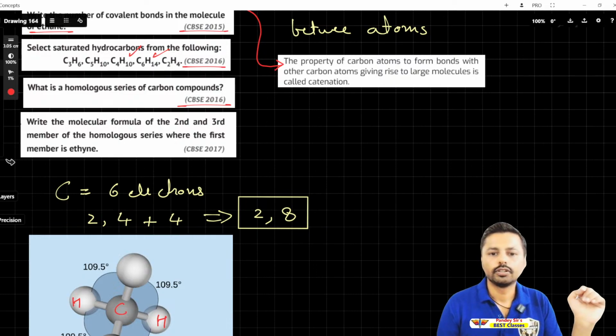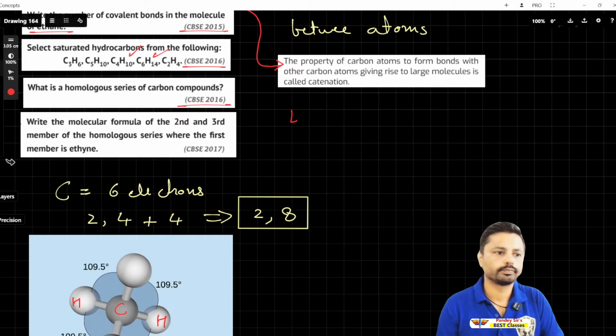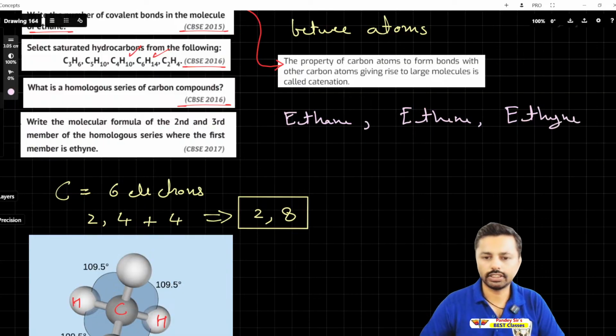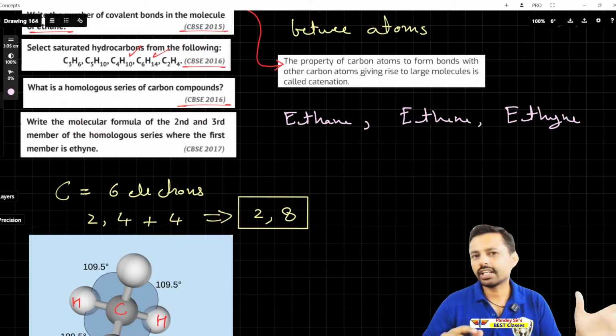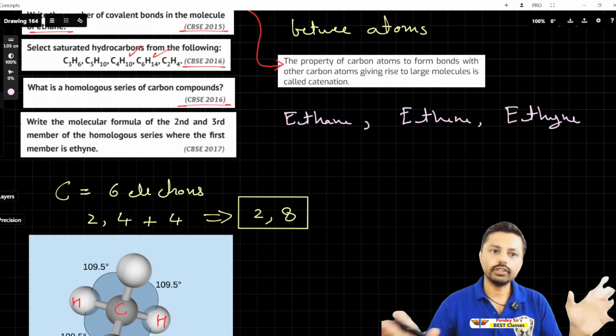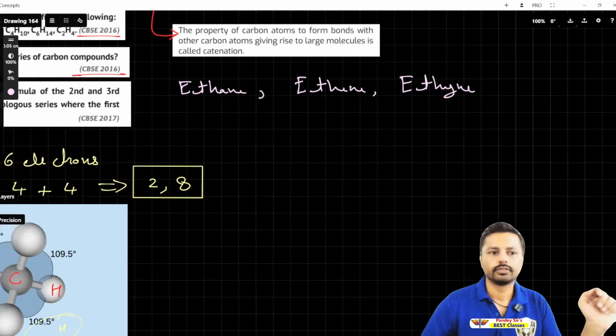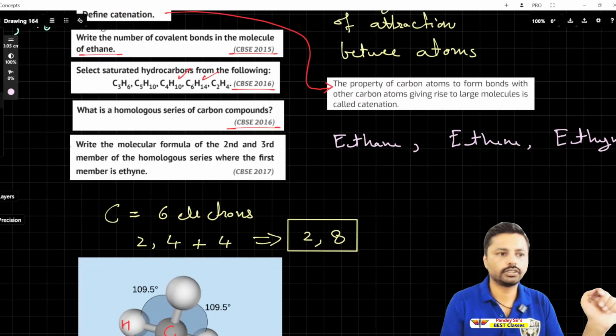For example, ethane, ethene, and ethine. This is a general example of the homologous series. But why did I not start with methane? Can you guess? Tell me in the comments. Now I am giving an example and then you will understand why I did not start with methane. So homologous series is this.